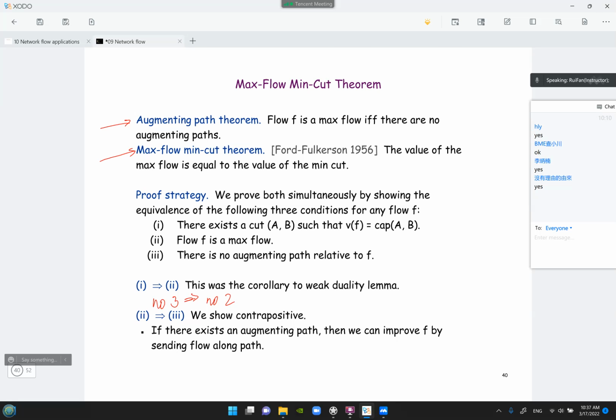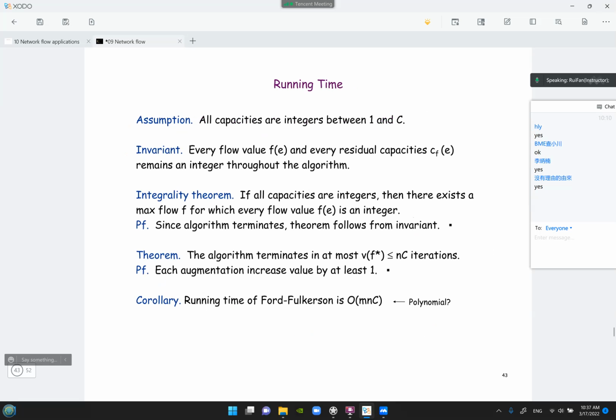Okay, so the next thing we're going to do is look at the time complexity of Ford-Fulkerson. We've just shown that this algorithm is correct, but we didn't talk about how much time it takes to run. So to analyze the complexity, let's assume that all of the capacities here are between 1 and some number C.